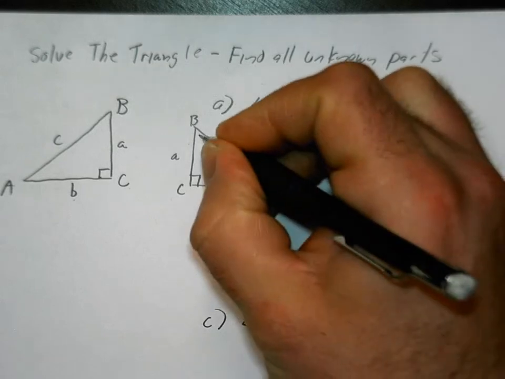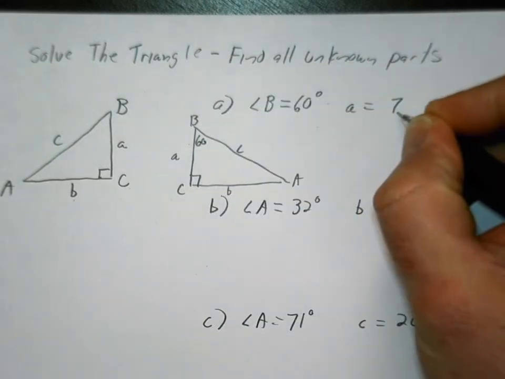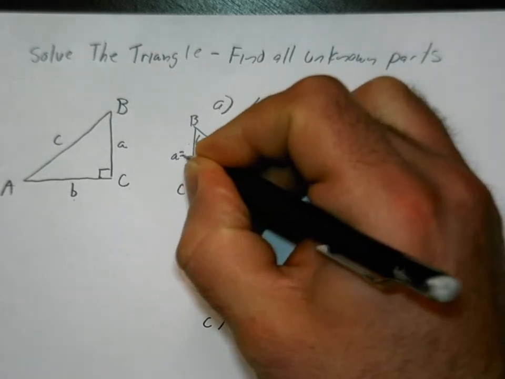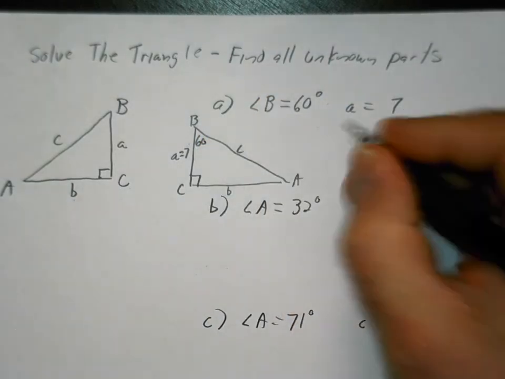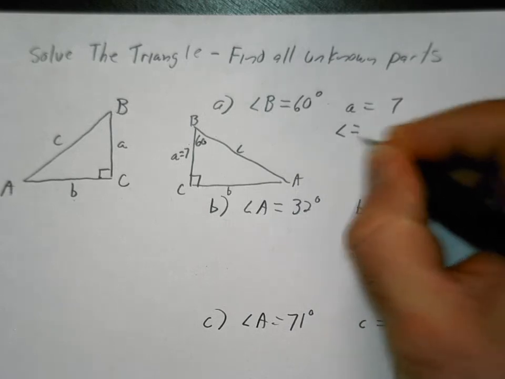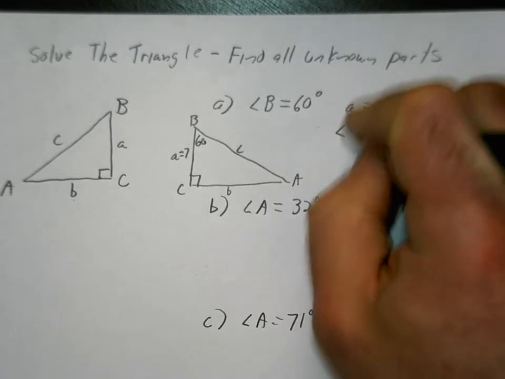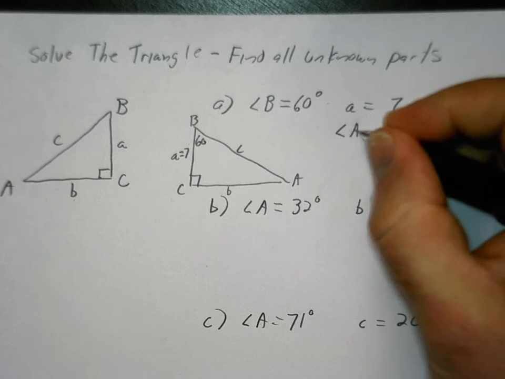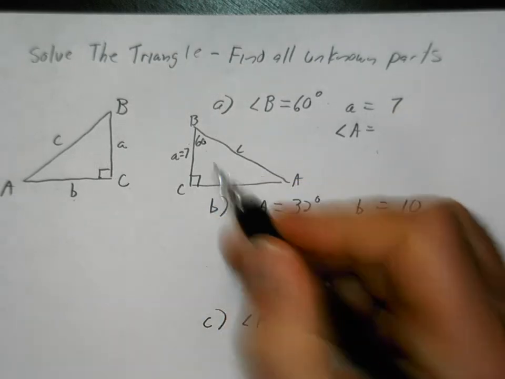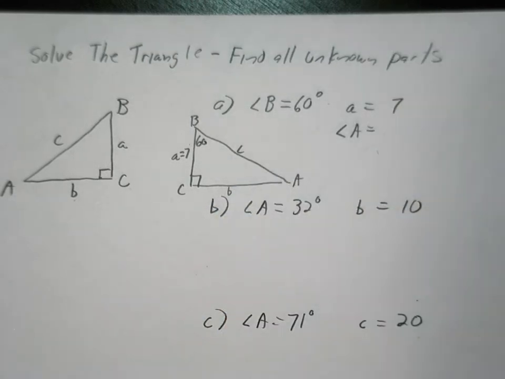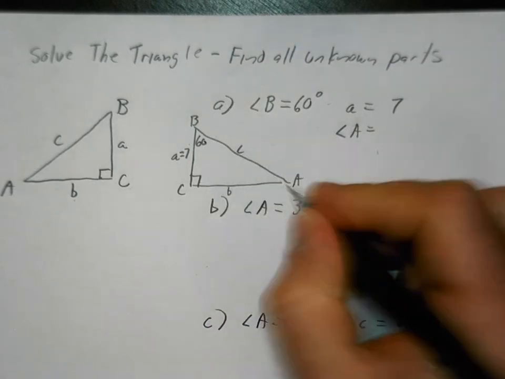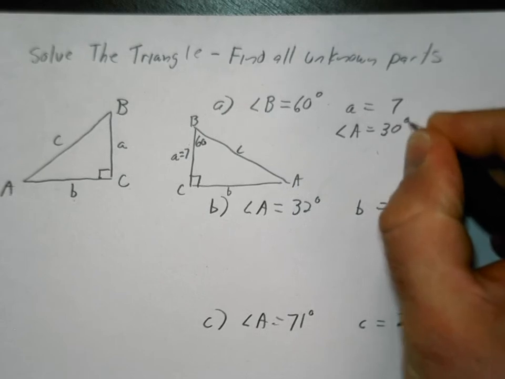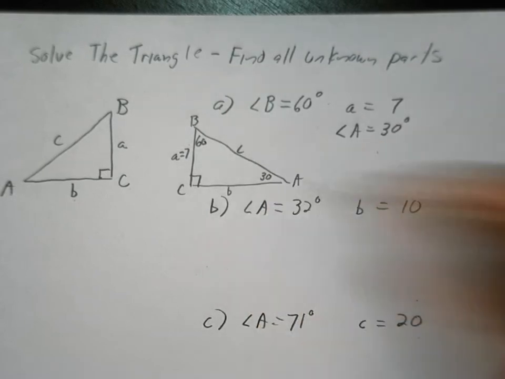Angle B is 60 degrees. Side A is 7. We need to find everything else. Well, the first thing I know that I can find is angle A. One property on triangles is the sum of the angles is 180 degrees. So 90 plus 60 is 150, so angle A has to be 30 degrees. So we have a 30, 60, 90 triangle, special one.